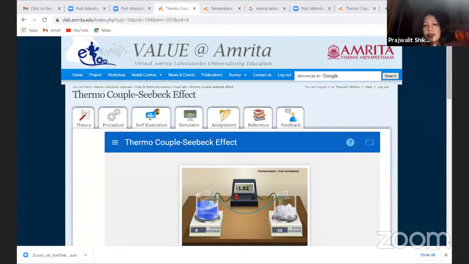Now the next experiment is to determine the temperature coefficient of resistance of a given coil.